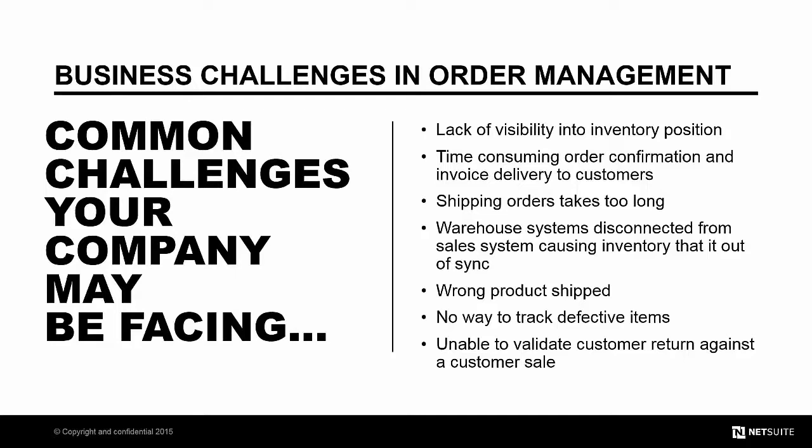Warehouse systems are disconnected from sales systems, causing inaccurate inventory numbers that are not displayed in real time. Customers must call in to get their order shipment status, and a lack of order rules enforcement slows the fulfillment process.